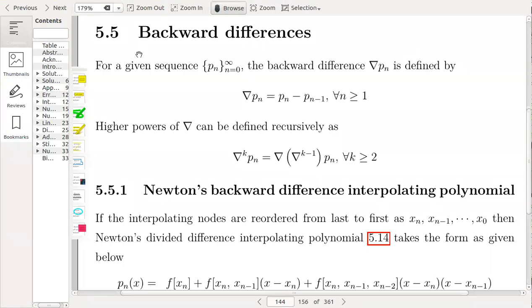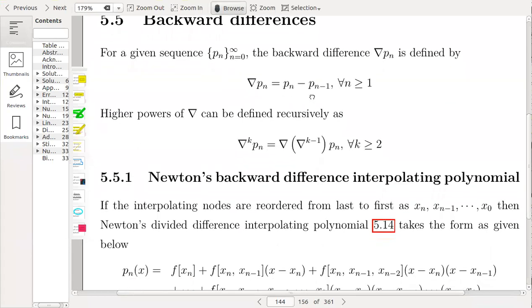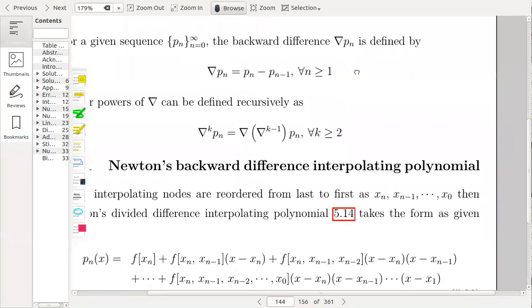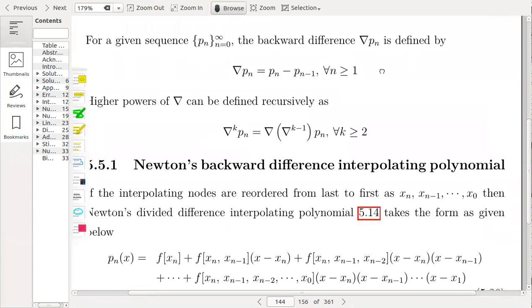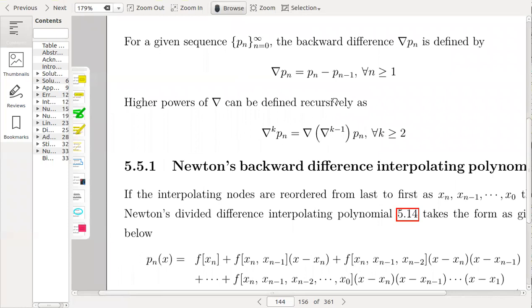So backward differences for a given sequence Pn, n equal to 0 to infinity. It means this is an infinite sequence. The backward difference, denoted by nabla Pn, is defined by nabla Pn is equal to Pn minus Pn minus 1 for all n greater than or equal to 1.